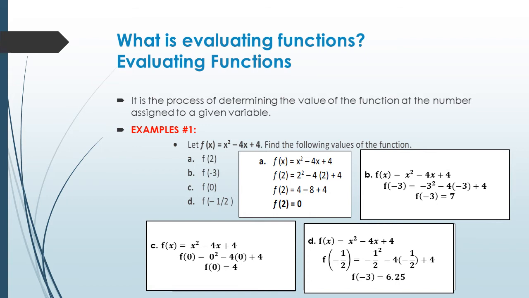Next, letter D. F of x is equal to x squared minus 4x plus 4. So, ito pa rin po class yung ating given sa example number 1. So, let's substitute the value of x. So, ang value po na x natin ay negative 1 half. F of negative 1 half is equal to negative 1 half squared minus 4 times negative 1 half plus 4. So, the final answer is 6.25. Okay, so that's the example in example number 1.